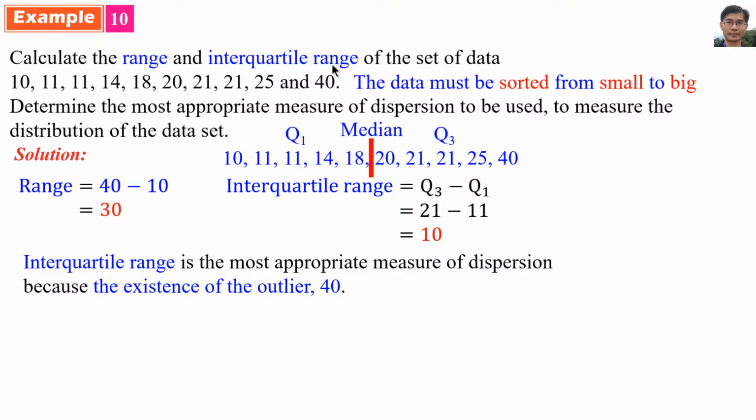So actually when there is no outlier, we can simply use the range. We don't need to use the interquartile range. We only use the interquartile range when there is an outlier. For this data, there is only one outlier, an extreme value. So you need to remember this. When there is no outlier, we use range. When there is an outlier, we use interquartile range.